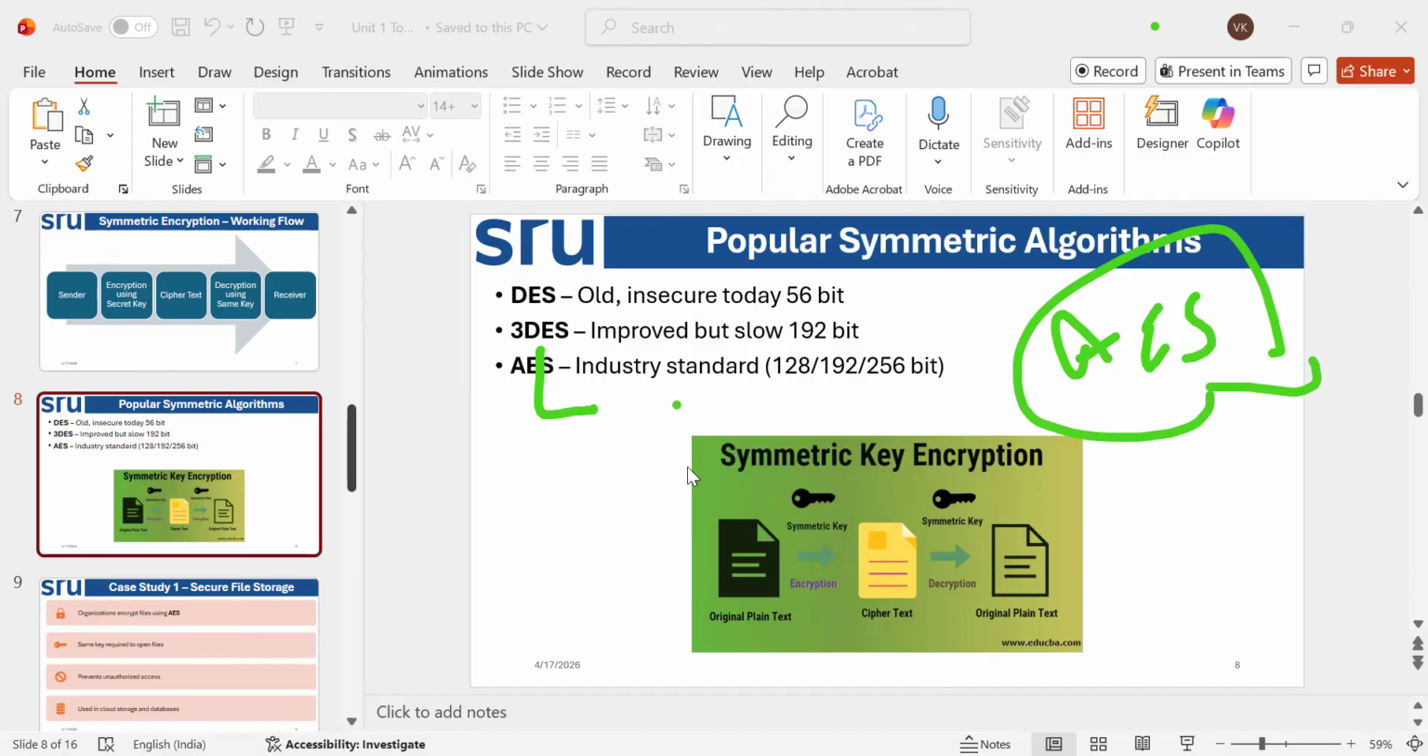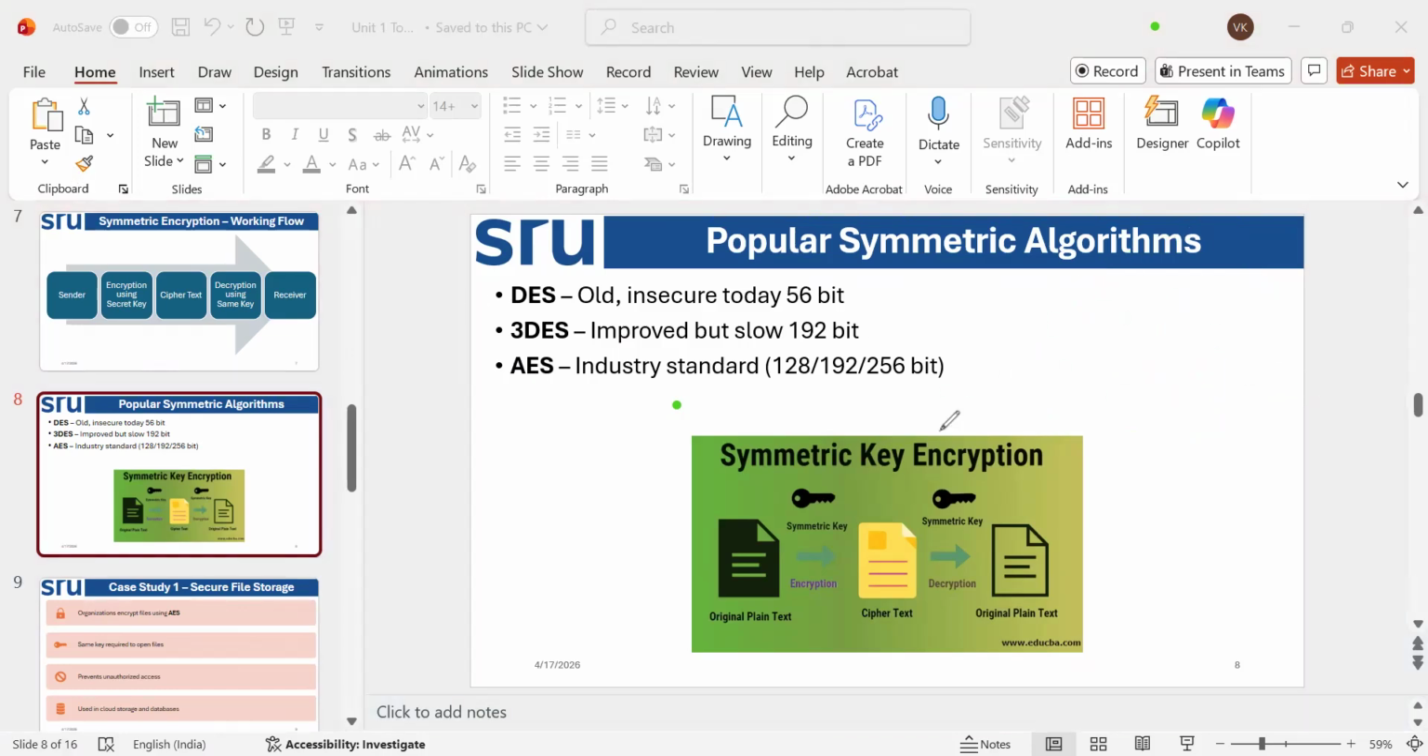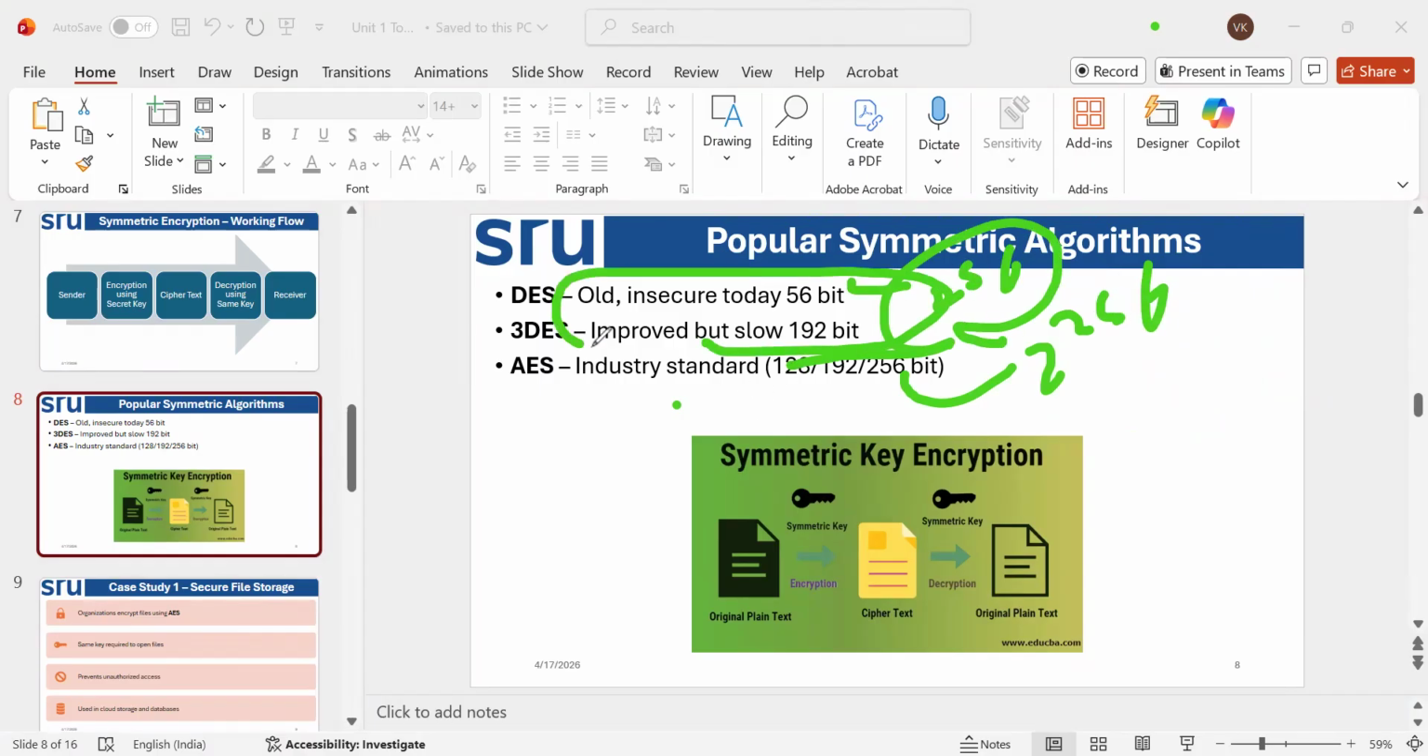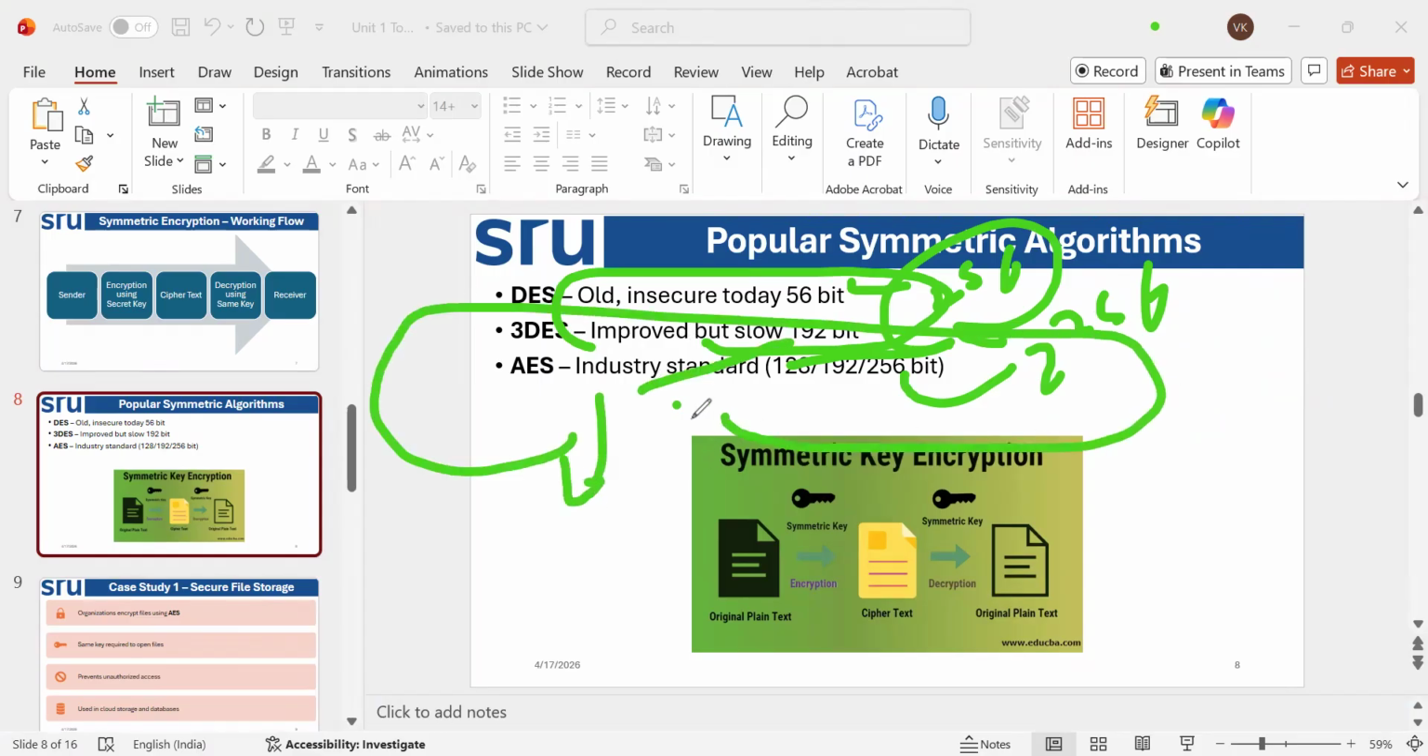Also, an important thing we understood is the key size. Brute force attack, key size, everything we understood. How many attempts does a brute force attack need? For a 256-bit key, 2 to the power 256. For this one, 2 to the power 56 only, which is very easy to crack. This has also improved but slowly, and this is the fastest and the industrial growth.